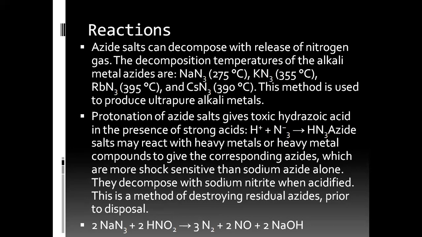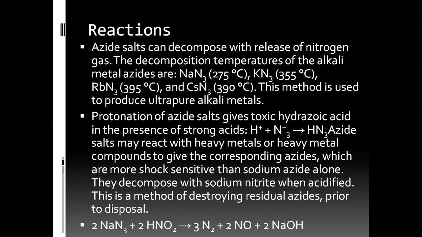Reaction of azide. Azide salts can be decomposed with the release of nitrogen gas. The decomposition temperatures of the alkali metal azides are: sodium azide 275 degrees, potassium azide 355 degrees, rubidium azide 395 degrees, and cesium azide 390 degrees. This method is used to produce ultra pure alkali metals. Protonation of azide salt gives toxic hydrazoic acid in the presence of strong acid.